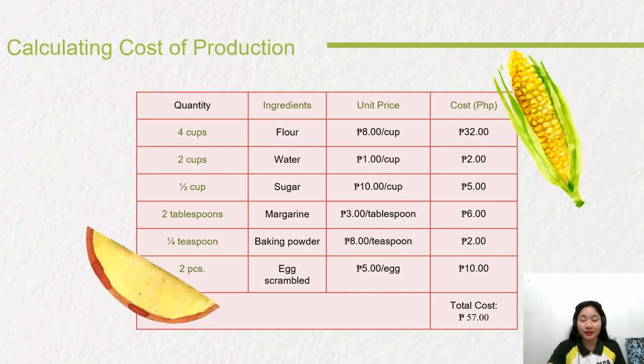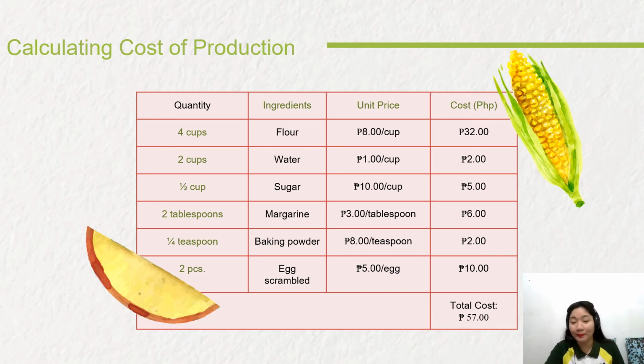For the first column, we have the quantity. Second column, we have the ingredients. Third column, we have the unit price, and of course, the cost. So as you can see, class, for our unit price, we are going to multiply the unit price to the quantity that is needed for a certain recipe. So for example, we have here 8 pesos times 4 cups.